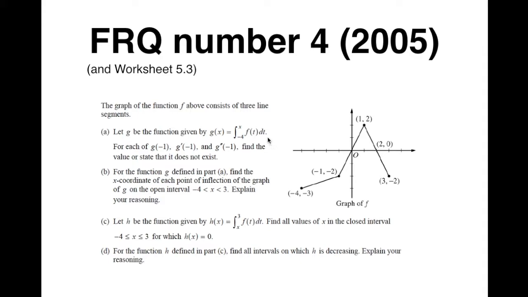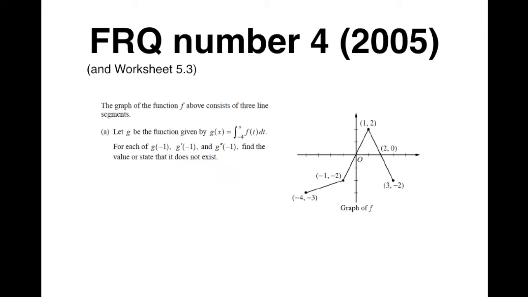So if I repeat what I said earlier, this function g is actually giving me the integral from -4 to x. If I choose a given x, it's going to give me the area with a sign of the function from -4 to x. So question A is for each of g of -1, g prime of -1, g double prime of -1, find the value or state that it does not exist. Let's do g of -1. We saw an example just before. That's easy. x equals -1, so instead of x, I'm going to put -1.